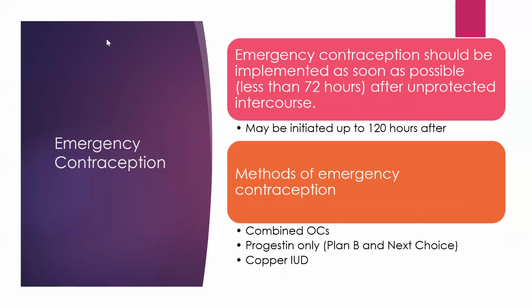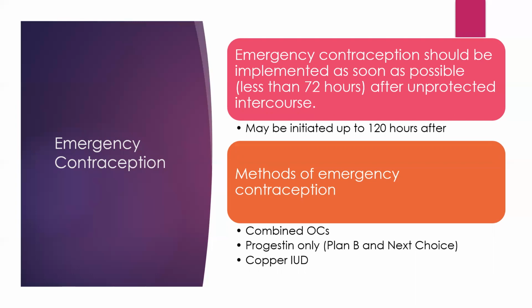All right, and last we have the emergency contraception. So this is for pregnancy prevention after an episode of improperly protected intercourse. So we want to have our patients take this as soon as possible within 72 hours, but it can be initiated within 5 days. Improperly protected intercourse occurs if no pregnancy prevention was used, if the method fails, like the condom broke, or if they missed too many pills by taking their oral contraceptive wrong.